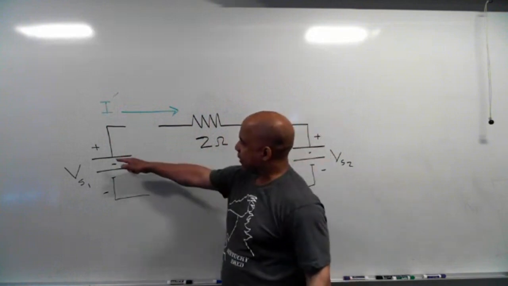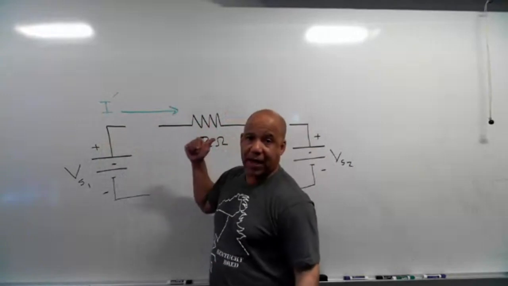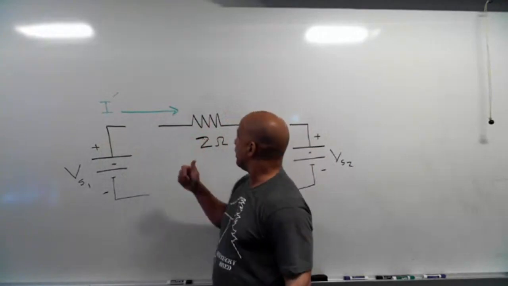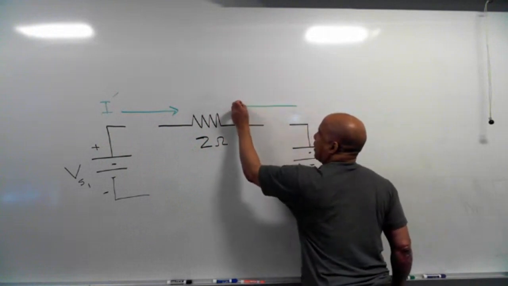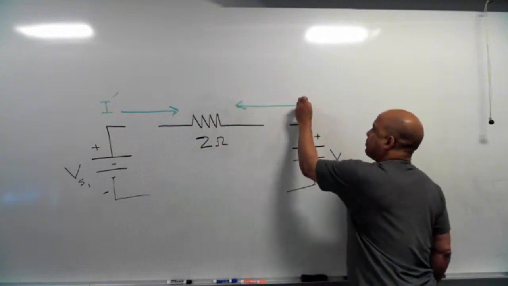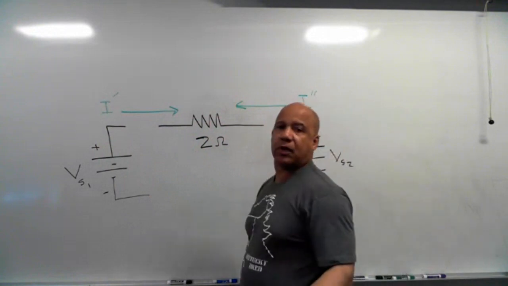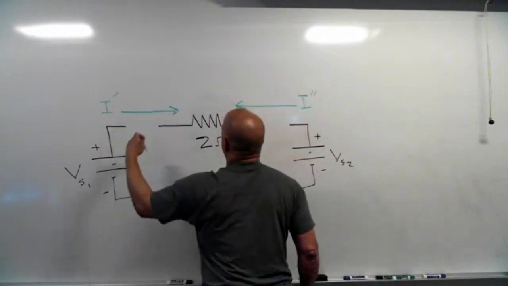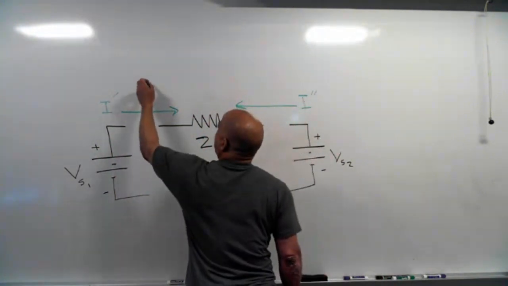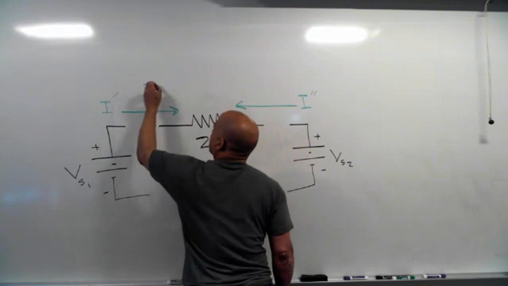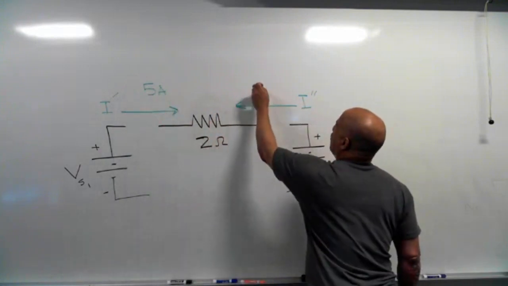And I know it's pushing current that way because we said that if I have a voltage source, current comes out the positive end of a voltage source. And this one over here is pushing current the opposite way. It's pushing current this way. We'll call this I double prime. If I tell you the magnitude of the current, say I prime is, I don't know, let's make I prime 5 amps. And let's make I double prime 2 amps.